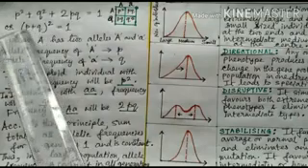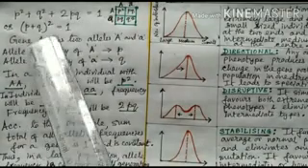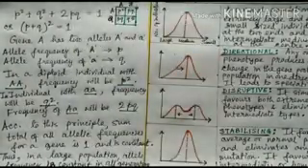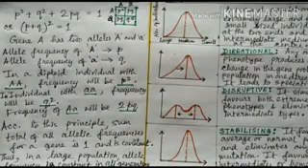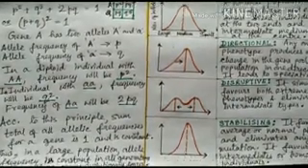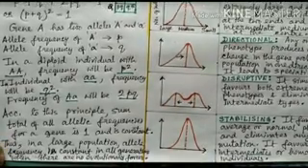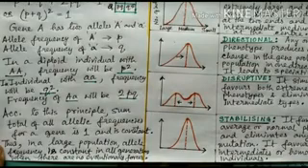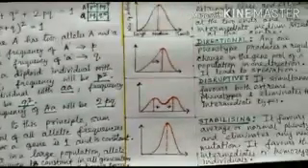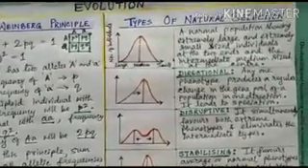And now you can see this algebraic equation: p square plus q square plus 2pq, which means (p plus q) whole square is equal to 1. Thus, in a large population, allele frequency will be constant in all generations when there are no evolutionary forces acting on them. And the last part that we will discuss today is the 3 different types of natural selection.